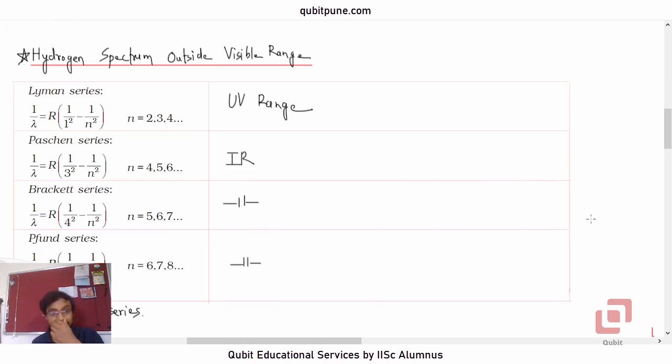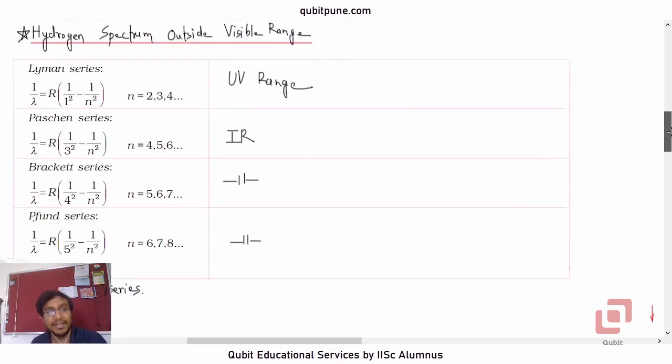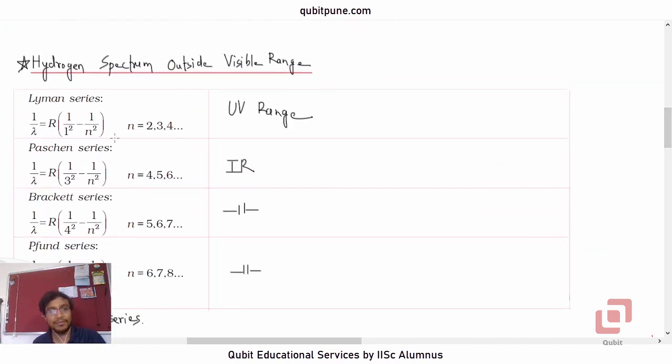And what was striking was that if we changed this 2 to 1, 3, 4, 5, 6 and so on, then we were getting these lines in these series, the Lyman series for n equal to 1, Paschen 3, Brackett 4 and so on. Okay, so this was an indicator of quantization. This was an indication of quantization of energy levels.